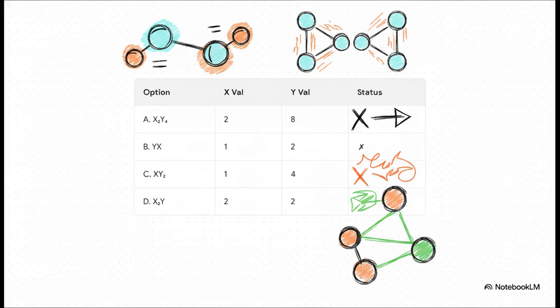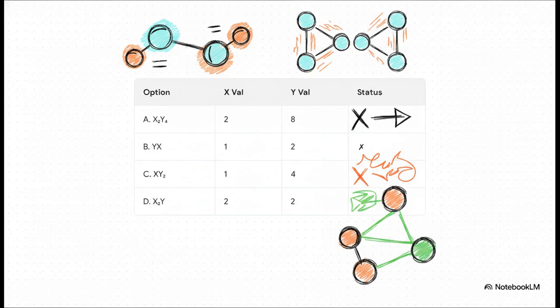Look at option A, X₂Y₄. X contributes 2, but Y contributes 8. Yeah, 2 definitely does not equal 8, so A is out. Option B is YX. Y contributes 2, X contributes 1. Completely unequal, so that's incorrect. Option C is XY₂. X gives 1, Y gives 4. Again, a total mismatch. Incorrect.